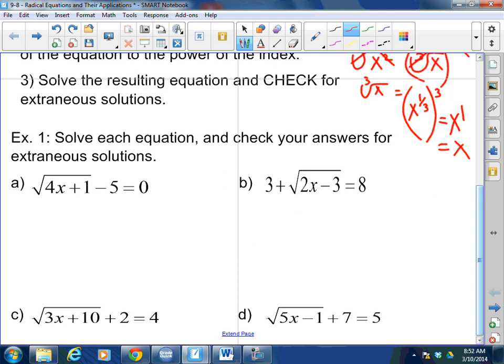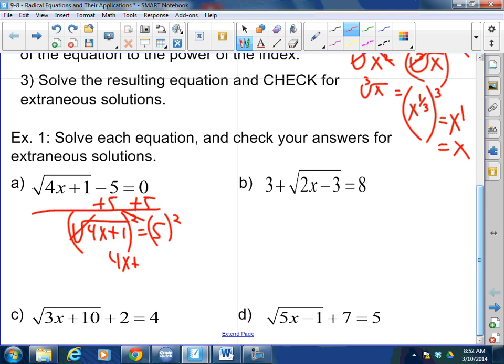It's not that difficult, my friends. A, let's solve this equation. I want to get the radical alone. So what do? Add 5 to both sides. So I've got the square root of 4x plus 1 equals 5. How do I get rid of this square root? I raise both sides to the 2nd power. The square root now gets canceled with that power of 2, and I have 4x plus 1 equals 25.